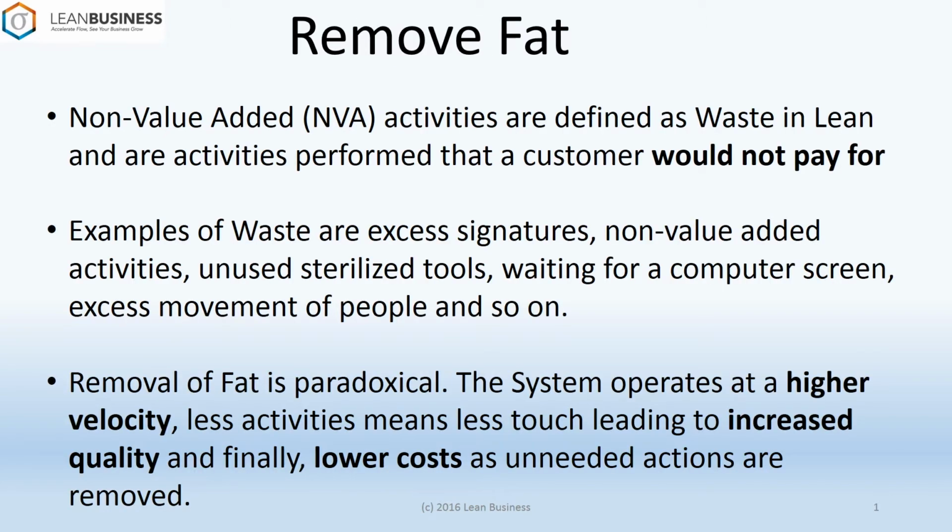Lean Six Sigma looks at fat as non-value-added activities or waste. These are activities that a customer would not be willing to pay for. For instance, if you needed to walk somewhere to get something, or if there's excessive signatures. Both of those things are examples of waste or things a customer would not want to pay for.